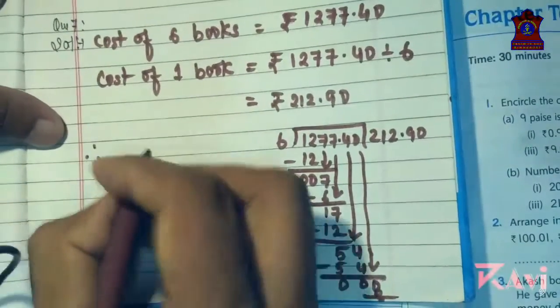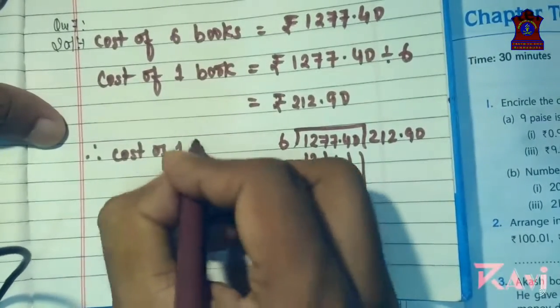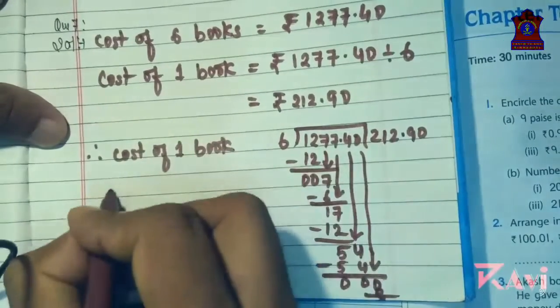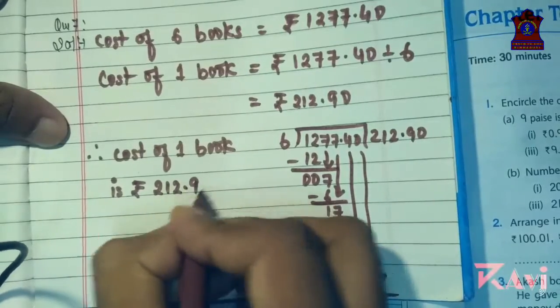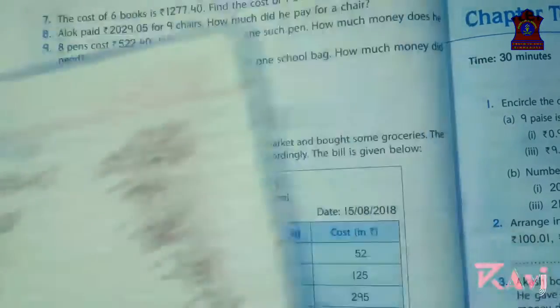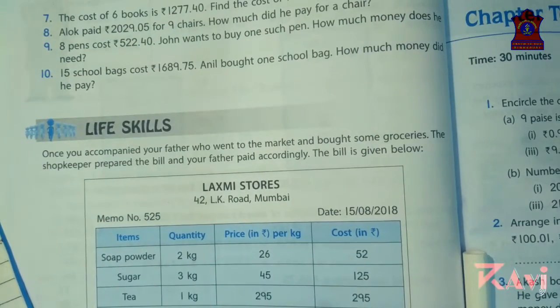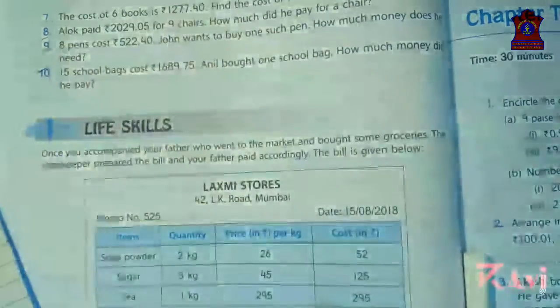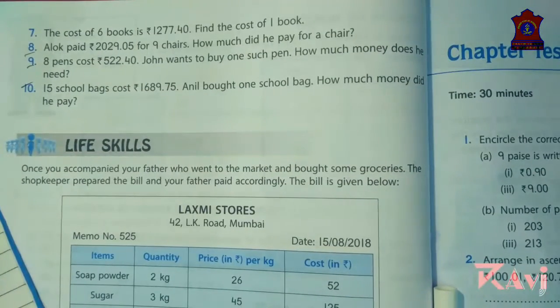Therefore, the cost of one book is rupees 212.90. Clear? Like this you can solve other questions. Okay, questions 8, 9, 10 you have to solve by yourself. If you find any difficulty, we will be discussing all these questions in the next online class.